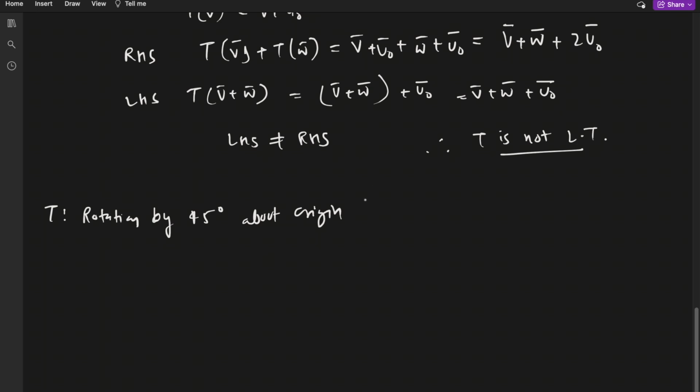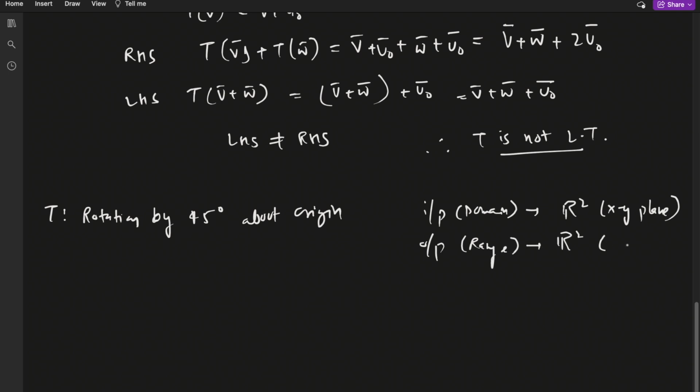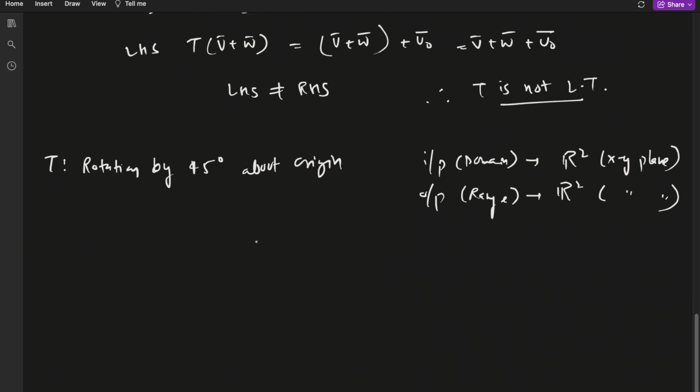Okay, so here your input vector space, or also the domain, is R2, the xy plane. In our example, it is the sheet of paper, and the output vector space, the range, is also R2, the xy plane, the sheet. It doesn't change, right? So this is also a linear transformation.